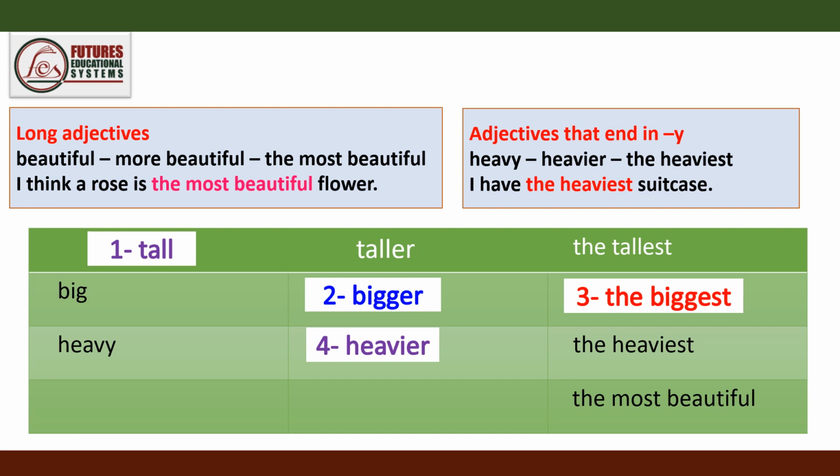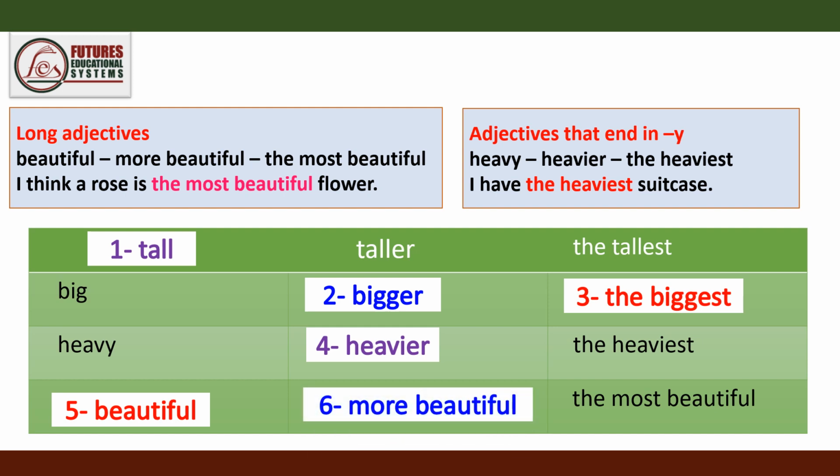For the last one, we have the superlative form, which is the most beautiful. So what was the original adjective? Yes, it was the word beautiful. And in order to form the comparative form, we could not add ER, so we added more before the adjective.